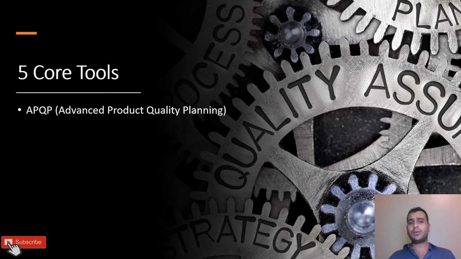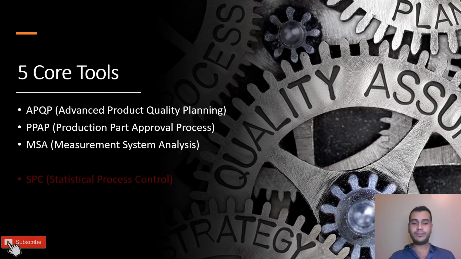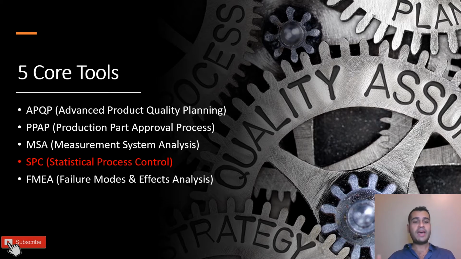APQP is Advanced Product Quality Planning. PPAP is Production Part Approval Process. MSA is Measurement System Analysis. SPC, obviously Statistical Process Control. FMEA, failure modes and effects analysis.